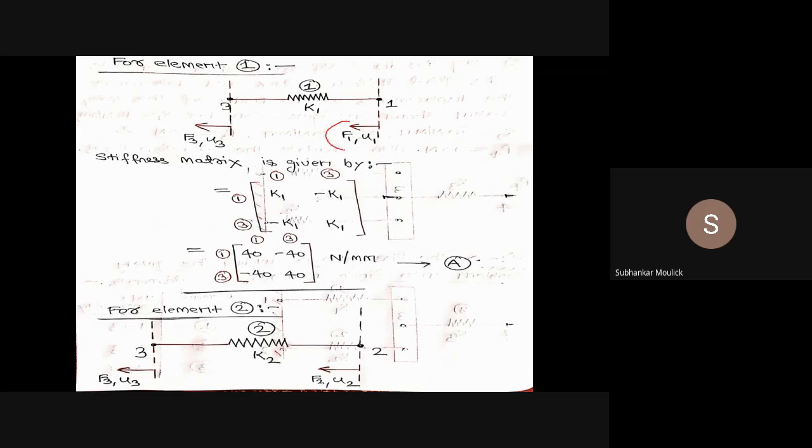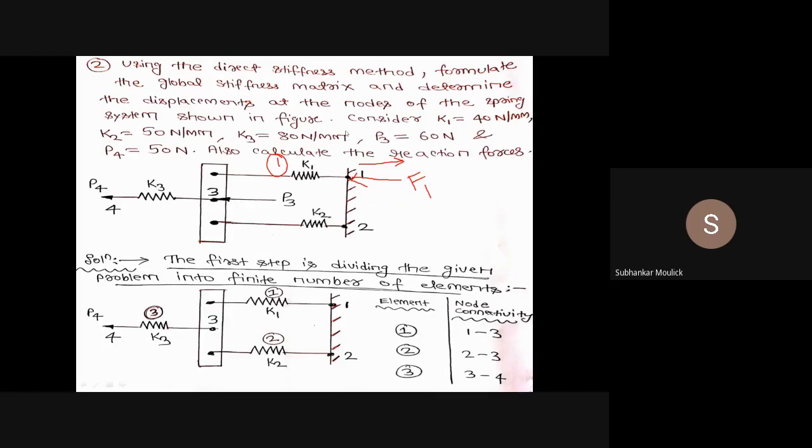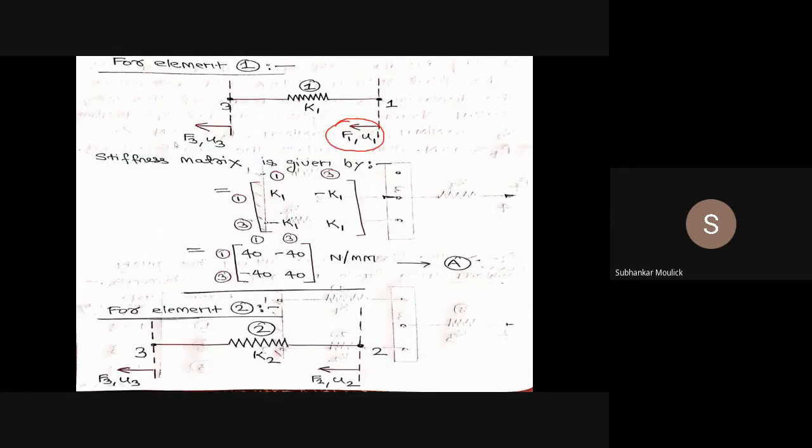This is my F1, and the displacement of node 1 is U1 in this direction. At node 3, force P3 is already acting, which is equal to F3 in the negative x direction. So this is your force F3, and the displacement of node 3 is u3 along the negative x direction. Fine. Then I know what the size of the local stiffness matrix will be.